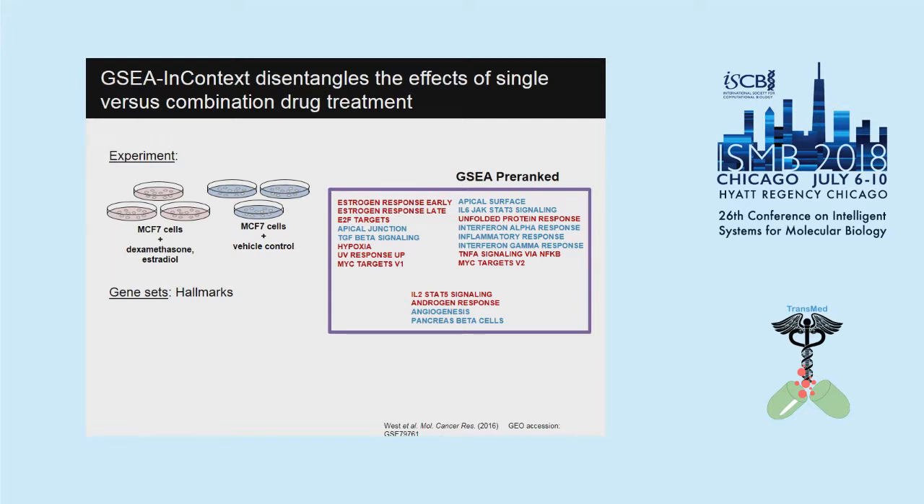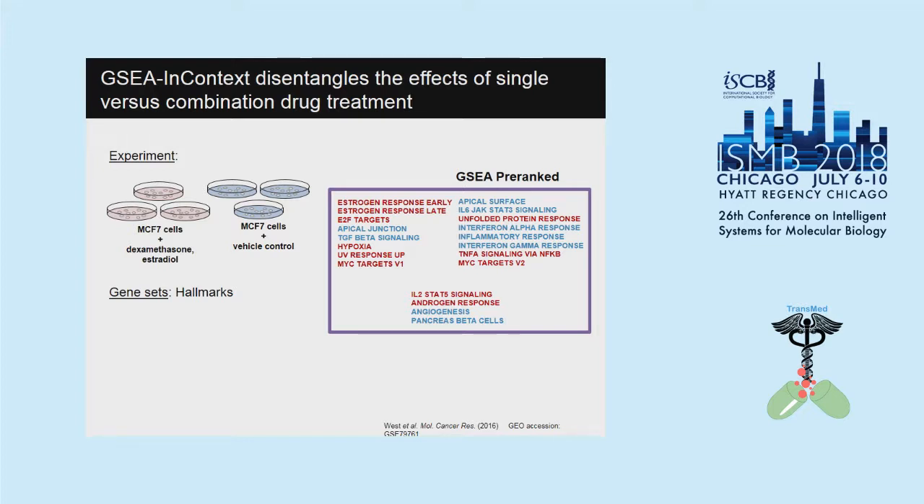cells. In the case of this publicly available experiment, I grabbed some breast cancer cells, MCF7 cells, that had been treated with both dexamethasone and estradiol, and compared those to MCF7 cells that were treated with an appropriate vehicle control. And using, again, the hallmarks gene set, we can run the original GSEA pre-ranked algorithm, and you see a number of pathways are either positively or negatively enriched significantly by GSEA.